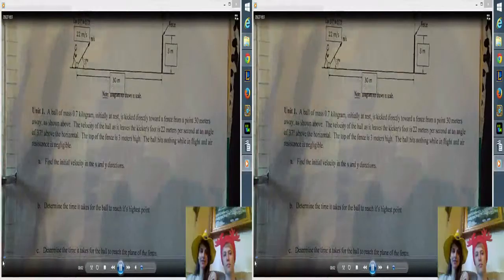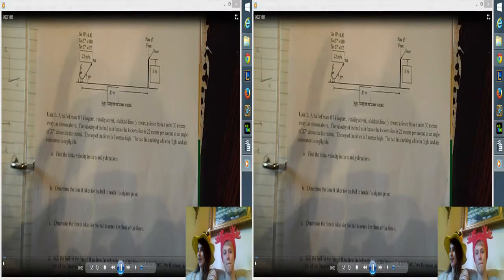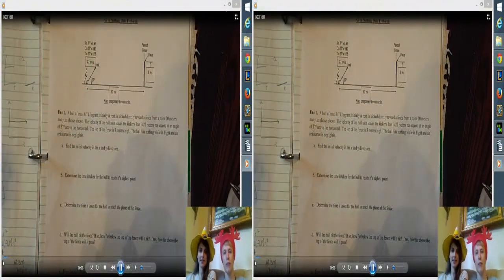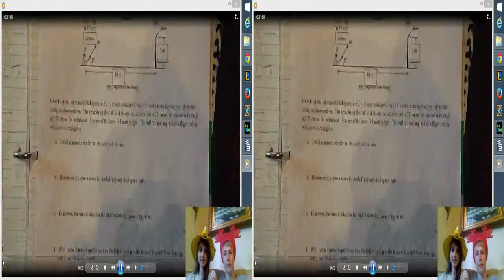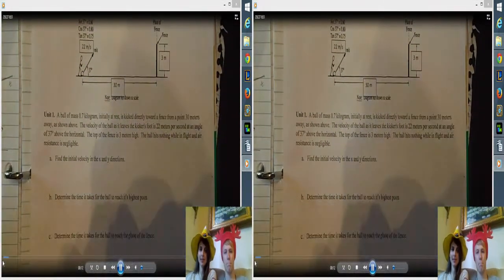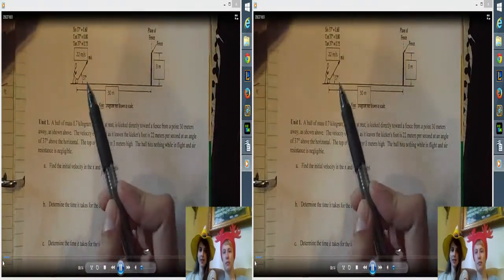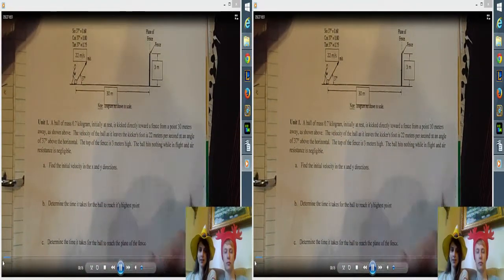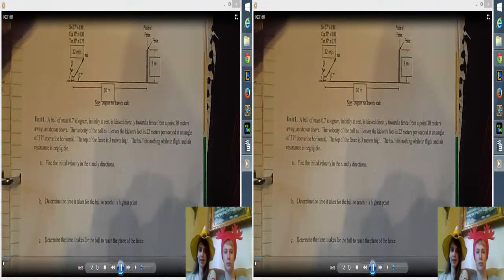And that was Blue's Clues. So this is our all or nothing quiz problem. It's pretty great. We have a ball of mass 0.7 kilograms initially at rest, and it's kicked toward a fence 30 meters away, as shown above.